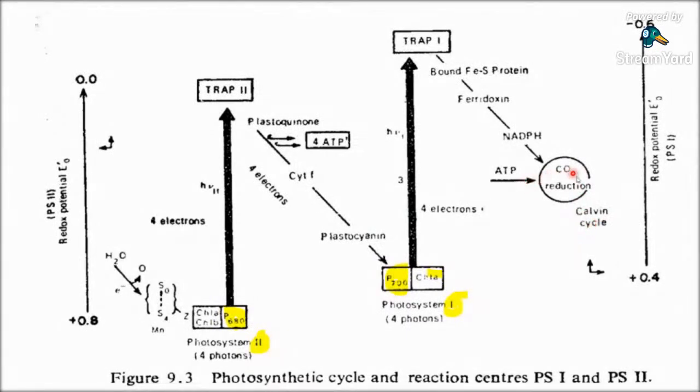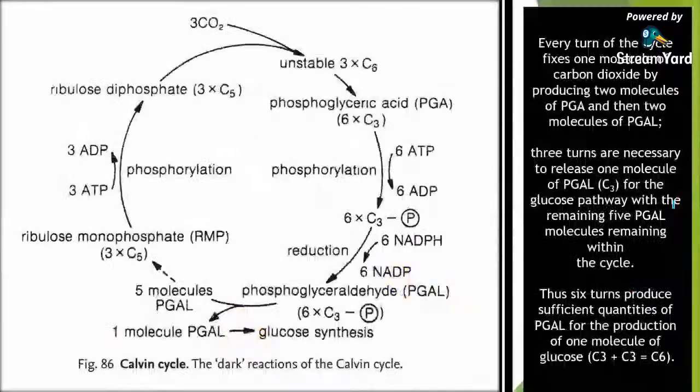And after this, we will see the Calvin cycle. But before that, we should know the reduction potential, that is the redox potential for PS2. It is about 0.8, and the redox potential for PS1 is about 0.4. So just remember it: the redox potential for PS2 is 0.8, and for PS1 it is 0.4. So now we will see the Calvin cycle.